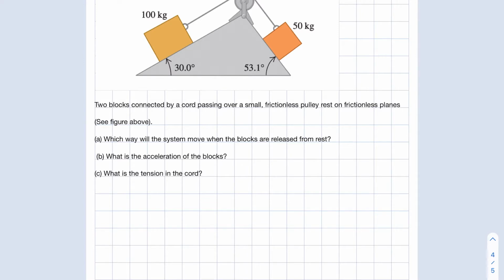So this is a problem that will be slightly different from the previous problems you are accustomed to solving. Basically, you have two masses connected by a single string over a pulley, and each of the masses is also on an incline at a different angle. I will call the 100 kilogram one my mass 1, M1, and my second mass, M sub 2, is the 50 kilograms.